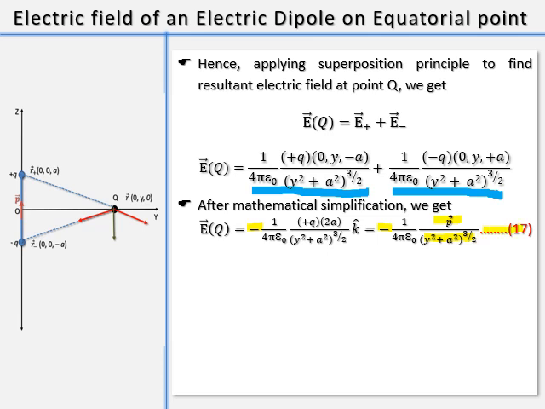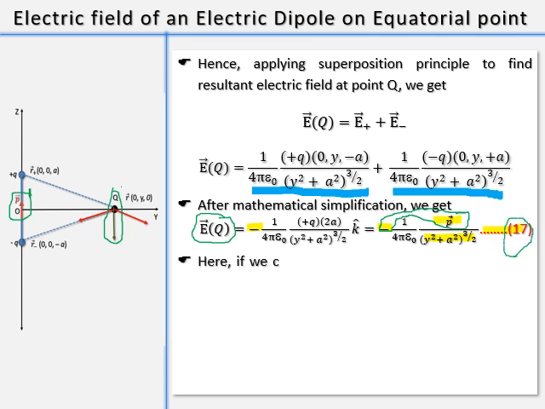So the direction of the electric field at point Q is opposite to the dipole moment. Minus p means opposite to the direction of the dipole moment, and that is what we predicted earlier. Look at this arrow. It is downward. Look at the direction of the dipole moment. It is upward. So earlier we did predict that the direction of the electric field should be opposite to the dipole moment, and that is what we are getting in this equation 17.